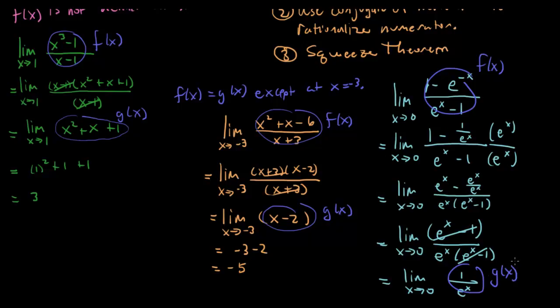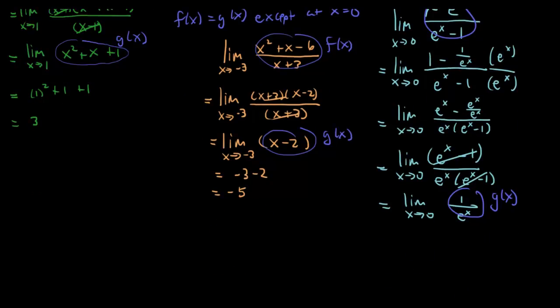Here is G. F and G agree everywhere, except in this case, x equals 0. But the beauty is that F is not defined at x equals 0, whereas this one down here, G, is. This equals, by direct substitution, 1 over e to the 0, equals 1 over 1, equals 1.